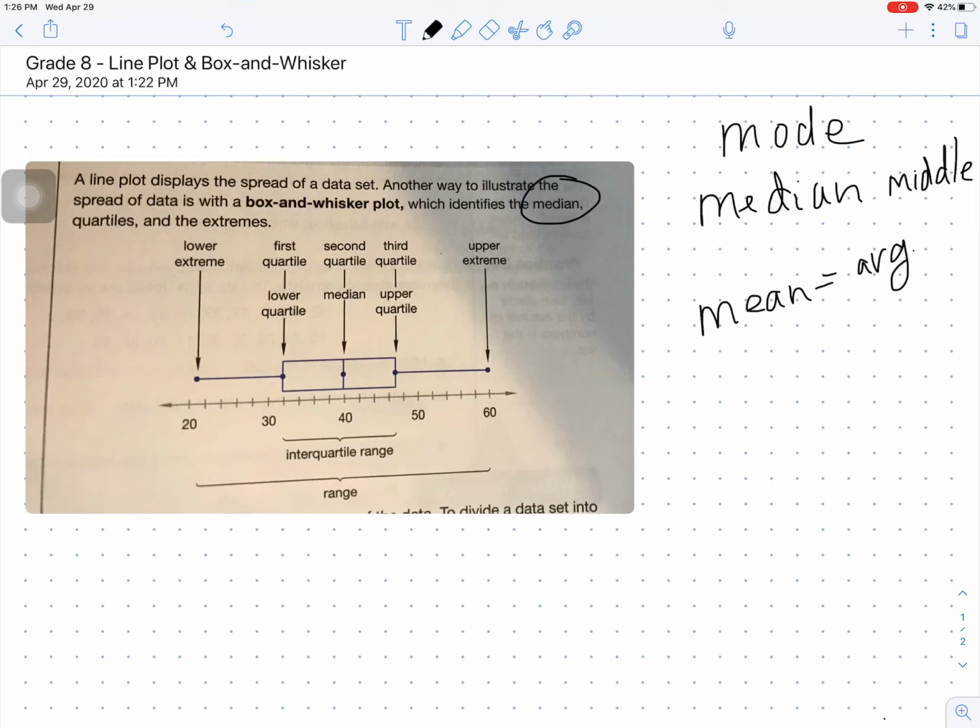What we're looking at is a lower extreme and an upper extreme. Those are the lowest number and the highest number. Then we find out what the middle number is. That's the median. Then we look at the middle number between the median and the upper number. That's the third quartile. And the first quartile is the median of the bottom half of the numbers.